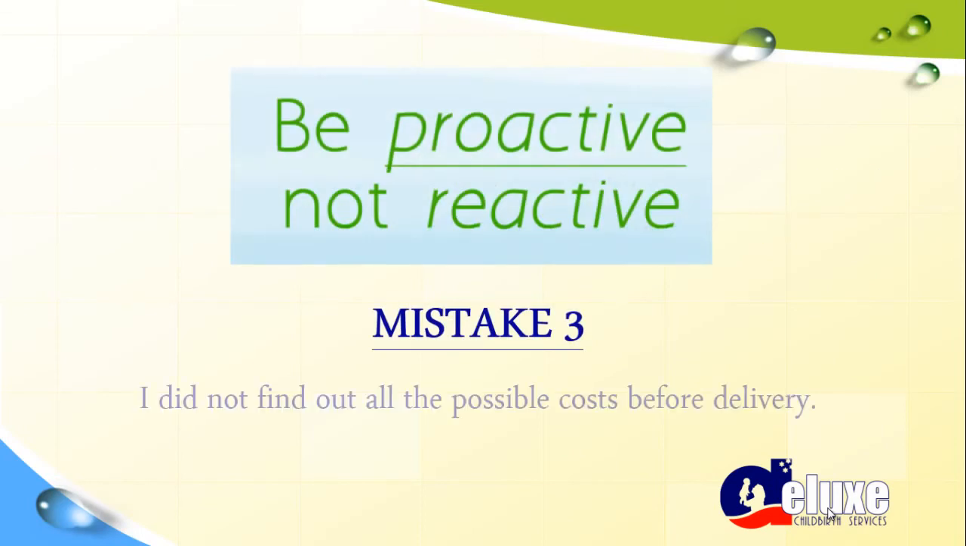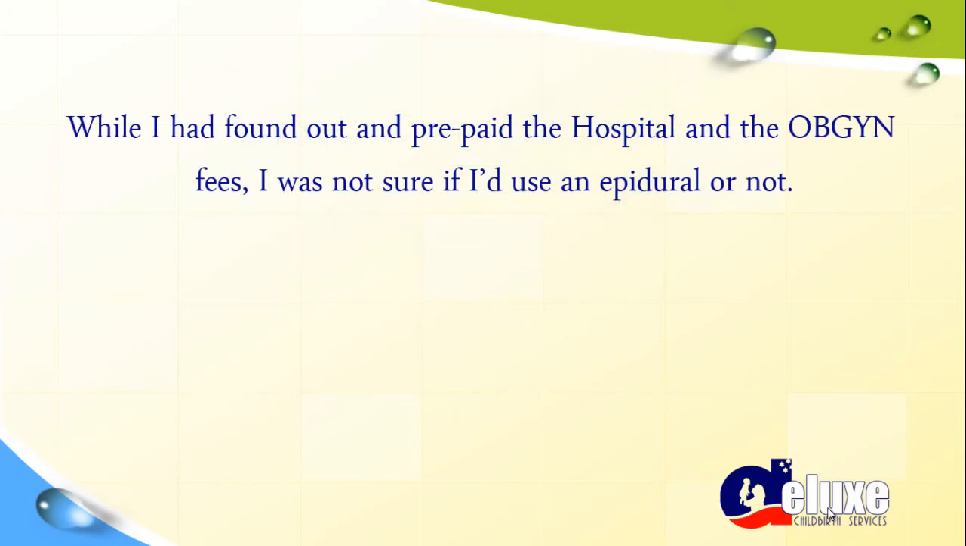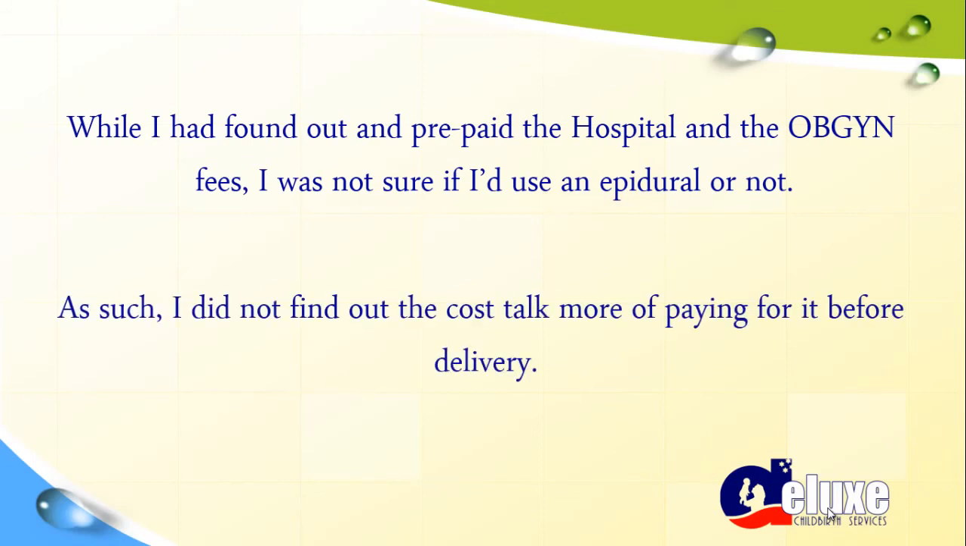Third mistake, I didn't find out all the possible costs before delivery. Remember the list of costs I called out earlier? I'll tell you what I did. While I had found out and prepaid for the hospital and OBGYN fees, I wasn't sure if I was going to use an epidural or not. So I didn't find out the cost, or even ask what it was or pay for it before delivery.